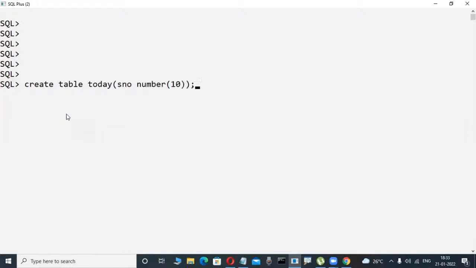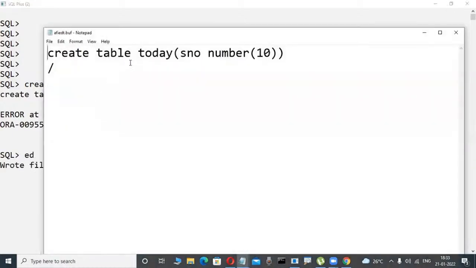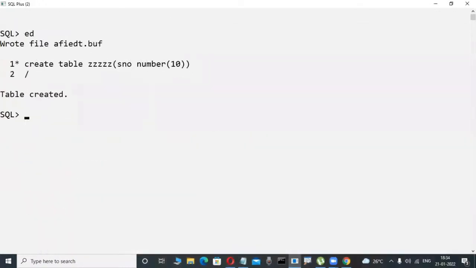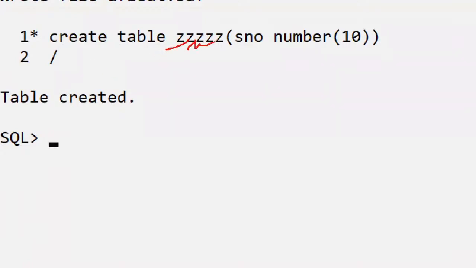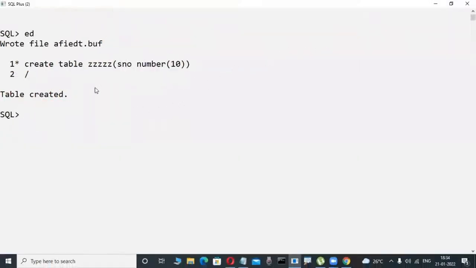Slowly observe here, concentrate here. Suppose Z is a table. For example, I am creating it. Z is the name I am giving. The table I'm creating is only in my Oracle database or SQL Server database or MySQL database. Okay, fine, the table is created. Slowly observe it here. This table is created.